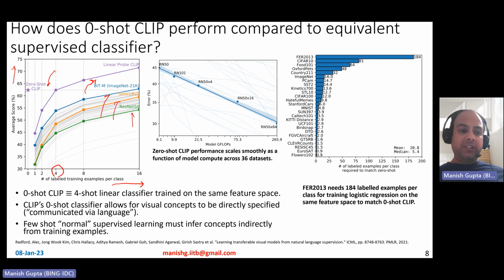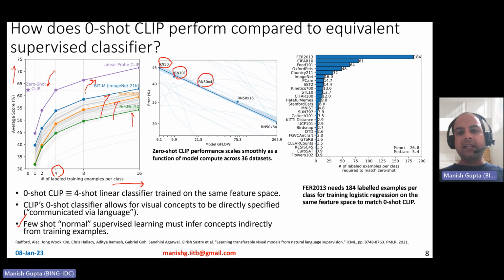Although that seems unintuitive, it's very interesting to observe that when you are doing supervised classification, you're actually just giving the class label ID. The classifier is not really learning about the text representation of that class. Okay, and it's missing out on that very important piece of information. In fact, normal few-shot supervised learning must infer the meaning of the concept indirectly from training examples. While CLIP's zero-shot classifier is beautiful because it actually makes use of the natural language representation of the class label so as to do this learning way more accurately and way faster. Okay. So that's that.